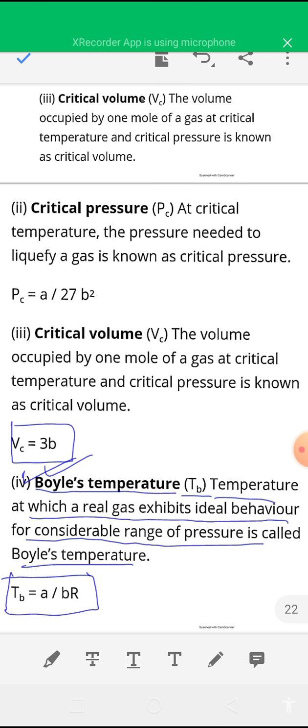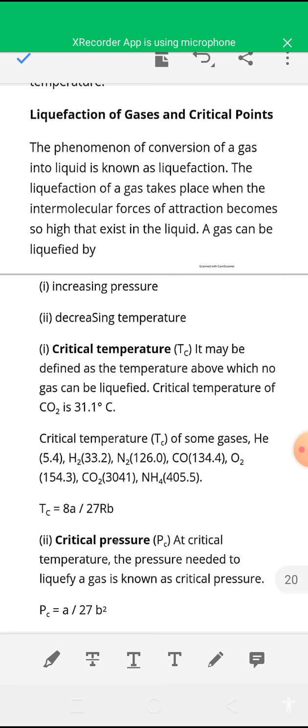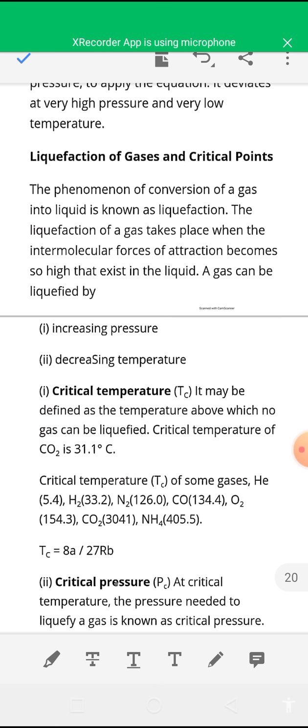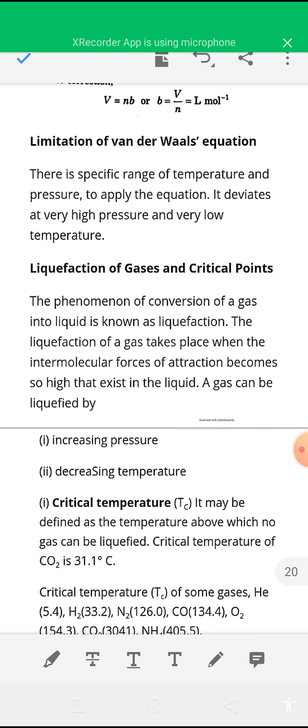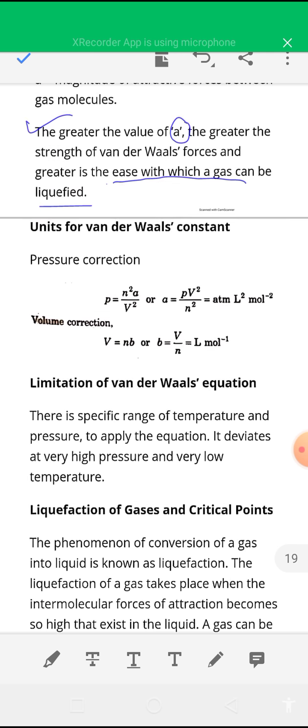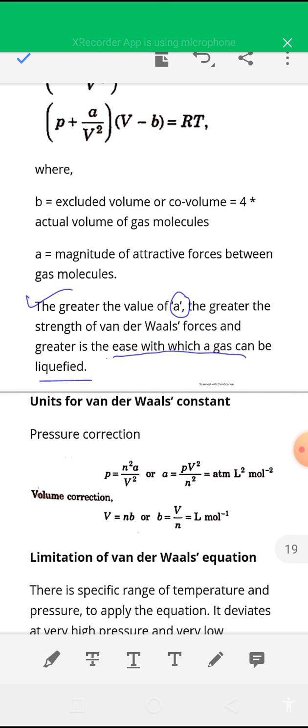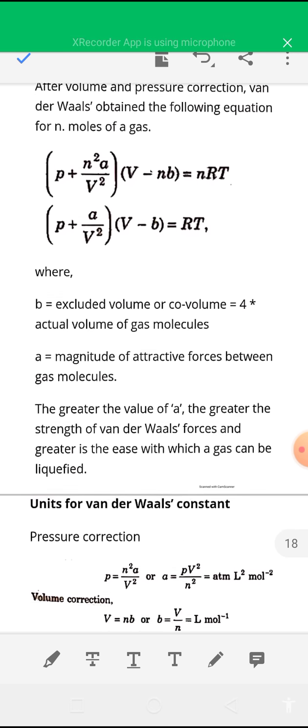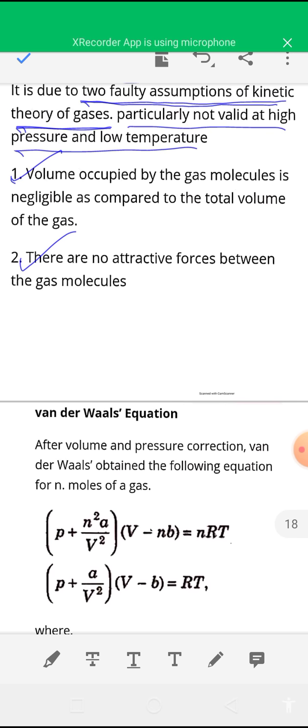You have to remember the definitions of critical temperature, critical pressure, critical volume, and Boyle temperature. These critical parameters are different for different gases and depend on the nature of the gas. To liquefy a gas, first you have to decrease the temperature of the gas below its critical temperature, and then you have to apply pressure. Also remember the van der Waals equation and the units of the van der Waals constants a and b.